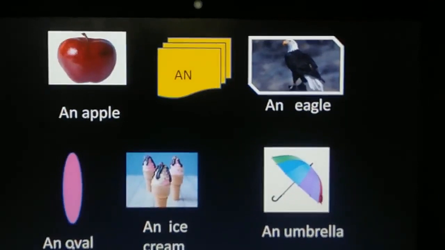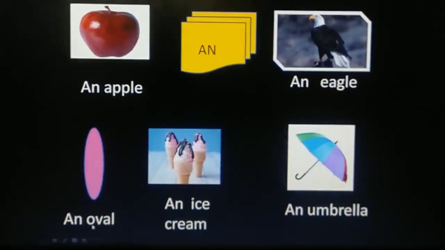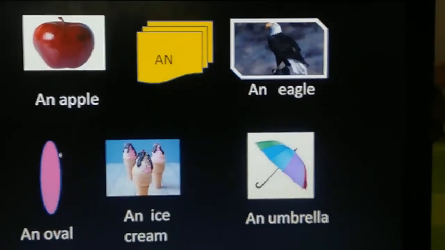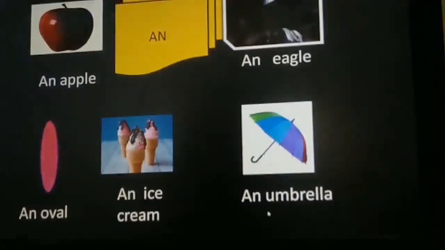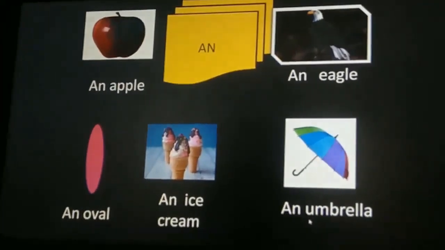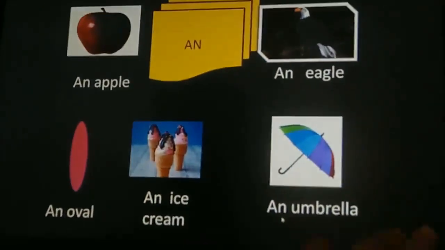Look at this. Oval. O. This is also a vowel, so you have to write an. E, U, A: it's a vowel sound. So you have to write an umbrella.